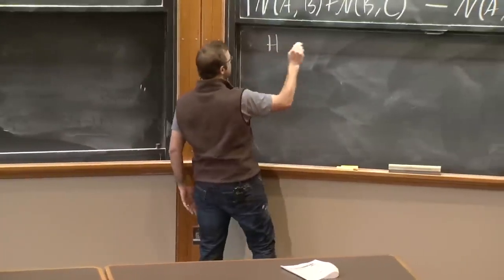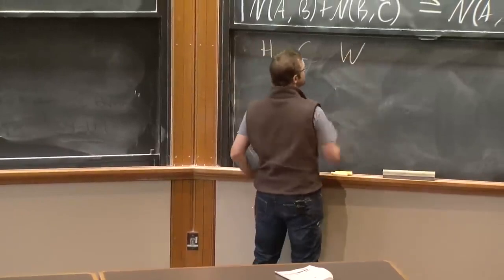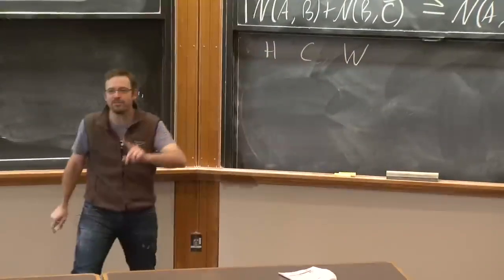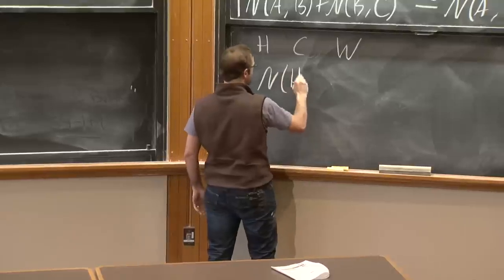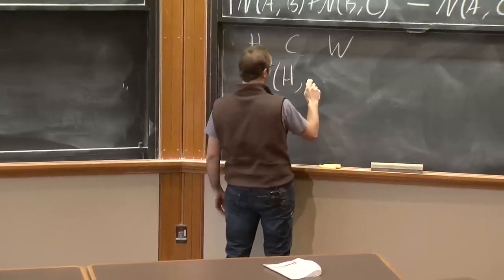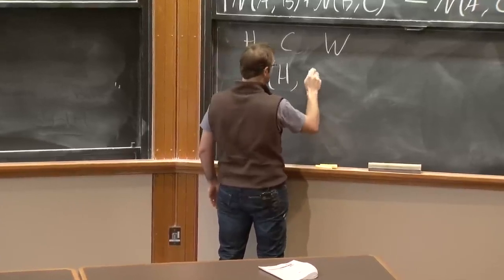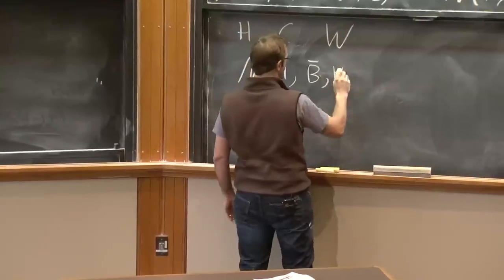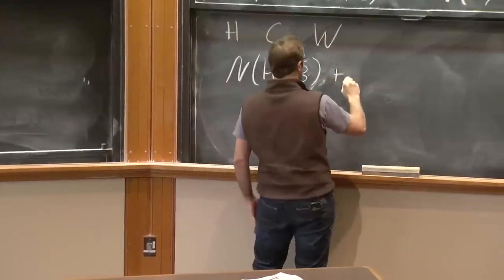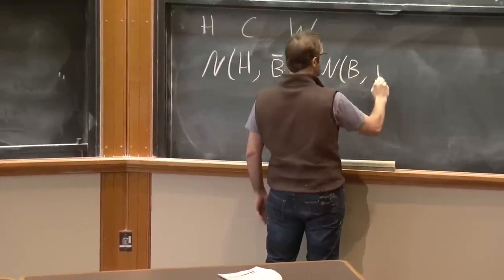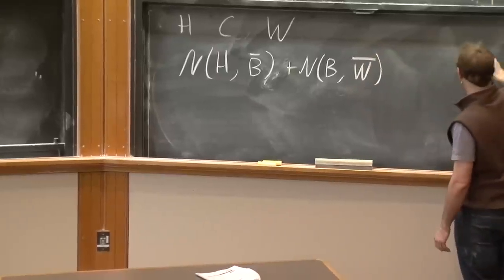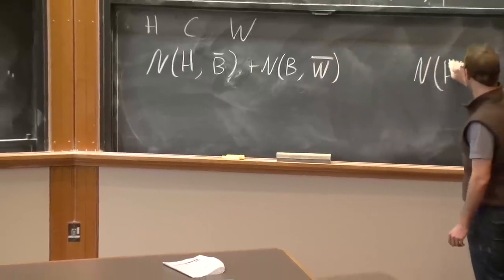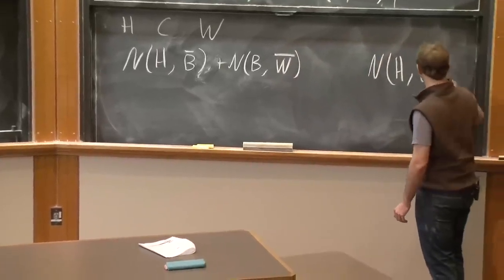So we have hardness, we have color, we have whimsy. Okay? And I can perform the following experiment. From a set of electrons, I can measure the number that are hard and not black, plus the number that are black but not whimsical. And I can measure the number that are hard and not whimsical. Okay?